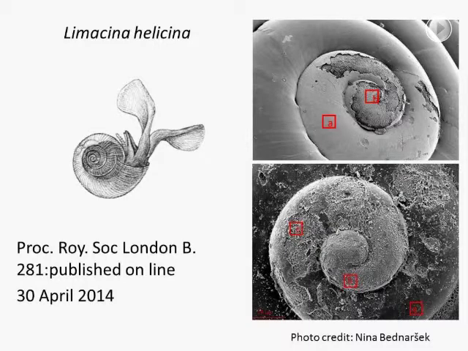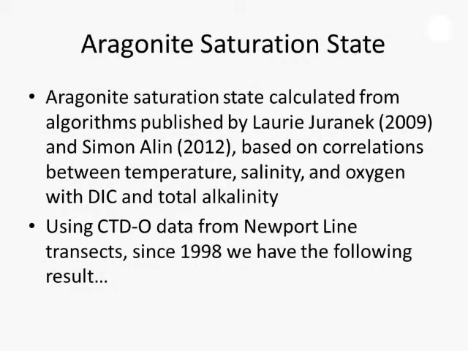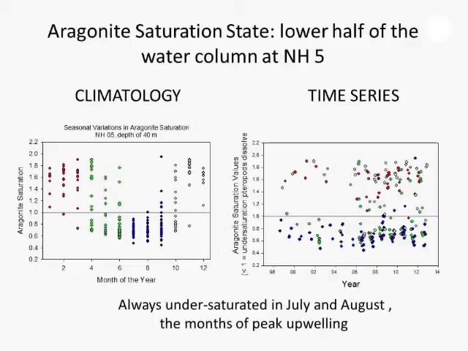And is that a problem? Well, I don't know. Here's what we've got here. So we took all of our data from the Newport Line, and you can estimate aragonite saturation from measurements of temperature, salinity, and oxygen. We took our data of that type using algorithms that were published by Laura Juranek and Simone Alin. And we've got these data to share.